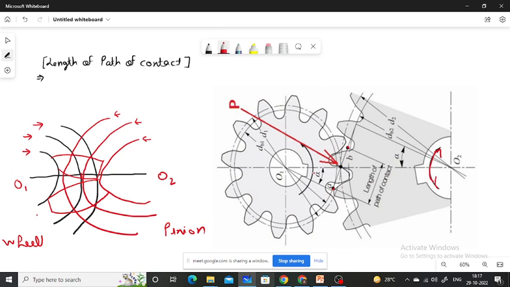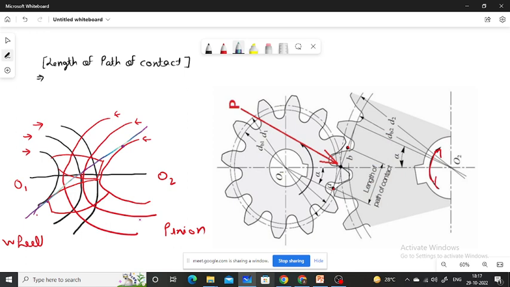AB is the common normal, point of contact and the common tangent to the base circles. ये जो हमारा पाथ ऑफ कांटेक्ट है, दोनों के बेस सर्किल पर टेंजेंट अगर हम ड्रॉ करेंगे तो उसके लॉन्ग स्टार्ट होगा, ठीक है.